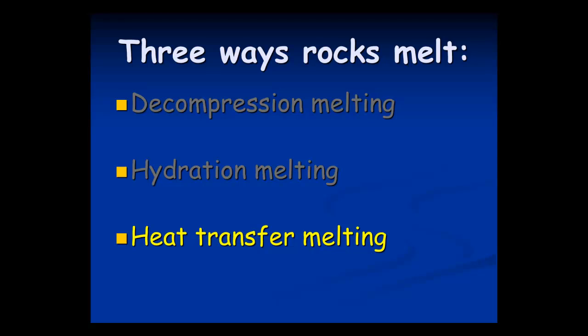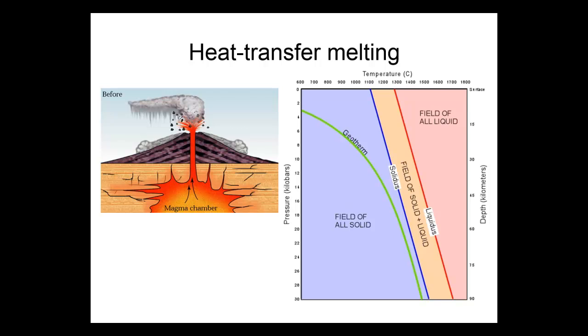This slideshow will explain how rocks melt by the process of heat transfer melting, which is just another way of saying how rocks melt when we simply heat them up. It's pretty easy to understand what's going on physically with heat transfer melting. The idea is we introduce something into the rocks that heats them up and causes them to melt.